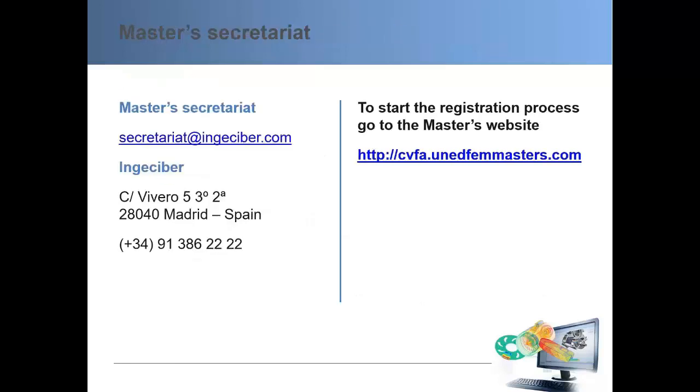Here are the contact details of the Master's Secretariat. Don't hesitate to get in touch with the Secretariat if you have any questions about the program. The Master's website is the place to go to start the registration process.